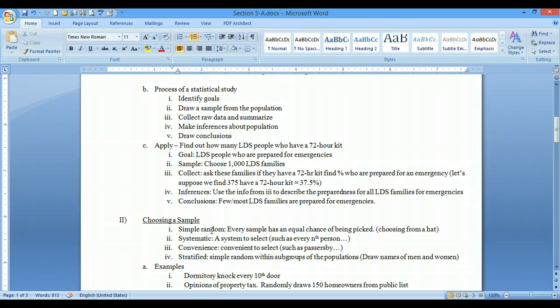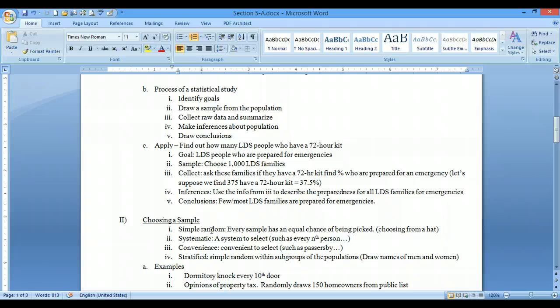All right, so the first way to choose a sample is simple random. This is when every person in the population has an equal chance of being picked, such as choosing from a hat. The second way is systematic. This is if you are using some sort of a system to select each person. So if I make a huge long list and then I take every nth person, like every fifth person, every 400th person.